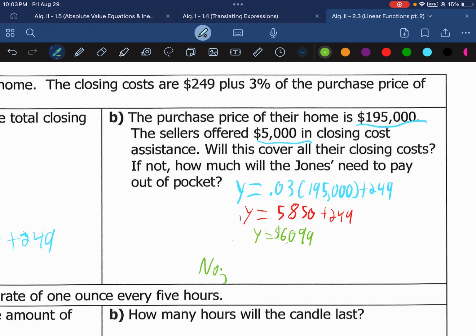And so how much will need to be paid by the Jones to cover the difference? $1,099 will be the difference that the Jones will need to pay. Since the sellers are offering $5,000, we subtract that from the closing costs that would need to be paid, and we get the result of $1,099 that the Joneses will have to pay themselves.